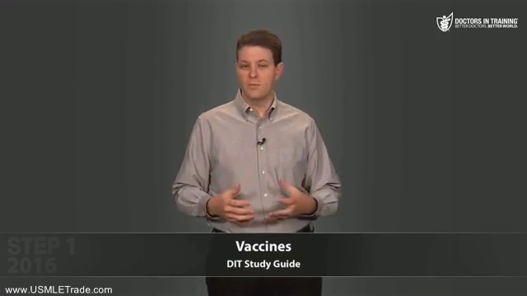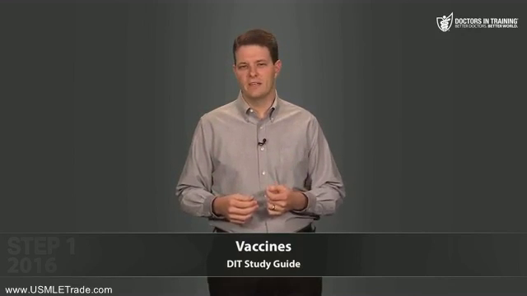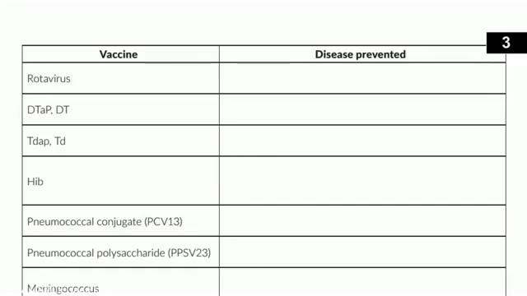For most vaccines, it's pretty straightforward. It's just the vaccine name itself. But some of these are potentially tricky. So let's start with the table of routine vaccines for childhood in the study guide. The rotavirus vaccine prevents rotavirus, which is a severe diarrheal illness in infants and young children.